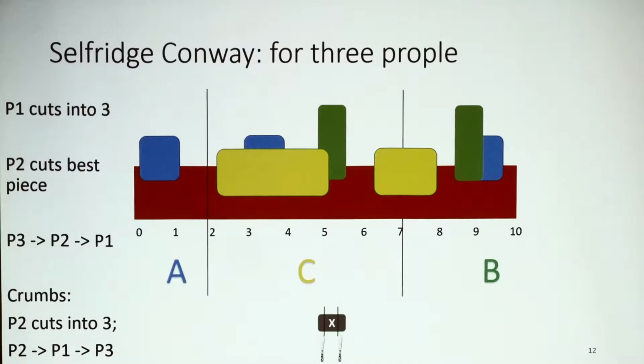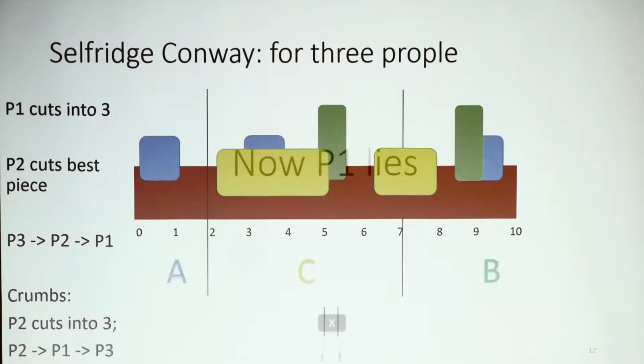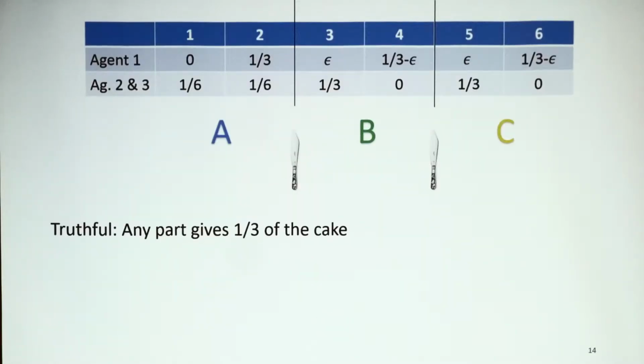Here we'll show the example that we provide in the paper to show that this procedure fails to generate an envy-free allocation with just 1 person lying. In the example, we have a cake that has 6 pieces, and the preferences are as follows. Players 2 and 3 have the same preference over the cake.